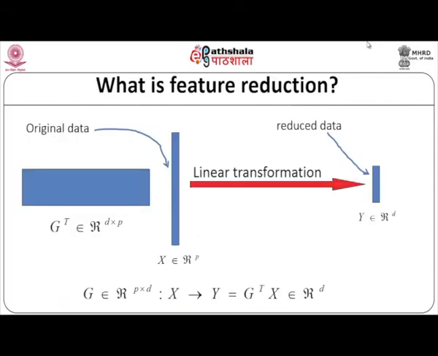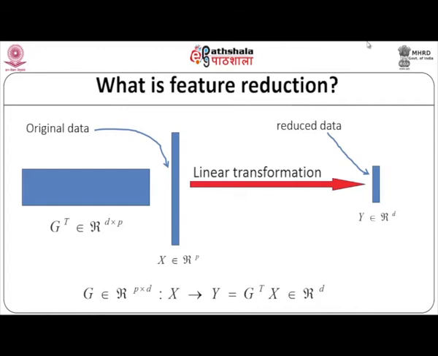Now, for example, this is the original data. You have the original data and you are converting it, it is a d into p data, and you are converting from x to y in such a way that there is a transformation G to the power of T, and you multiply it with x, and you are converting into reduced data which is in R to the power of d. So, this is a typical feature reduction problem. Original data, you can see the dimension R to the power of p, you are converting into an R to the power of d. So, that is the reduced data.